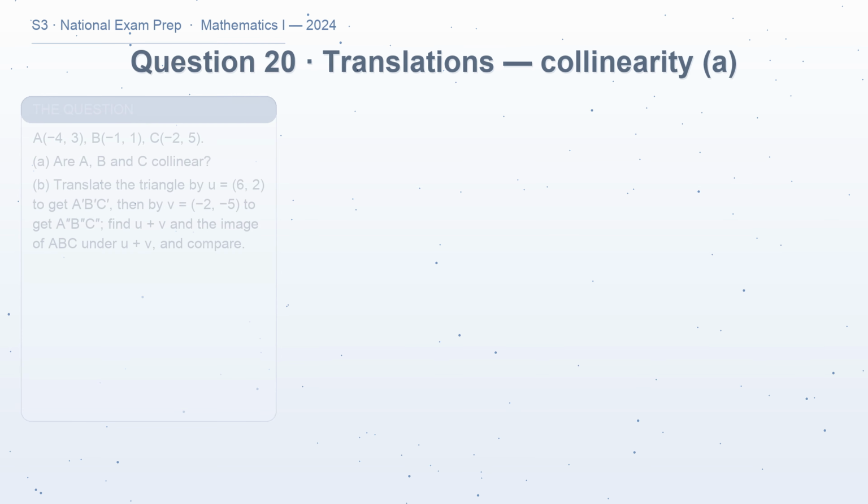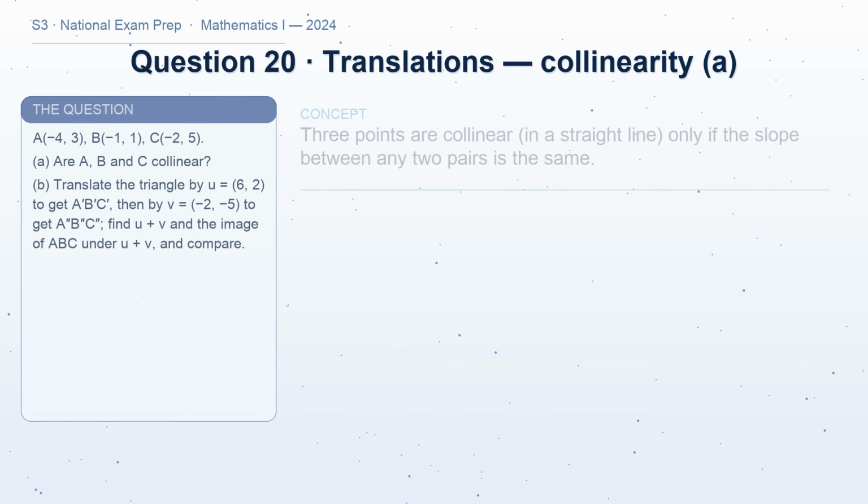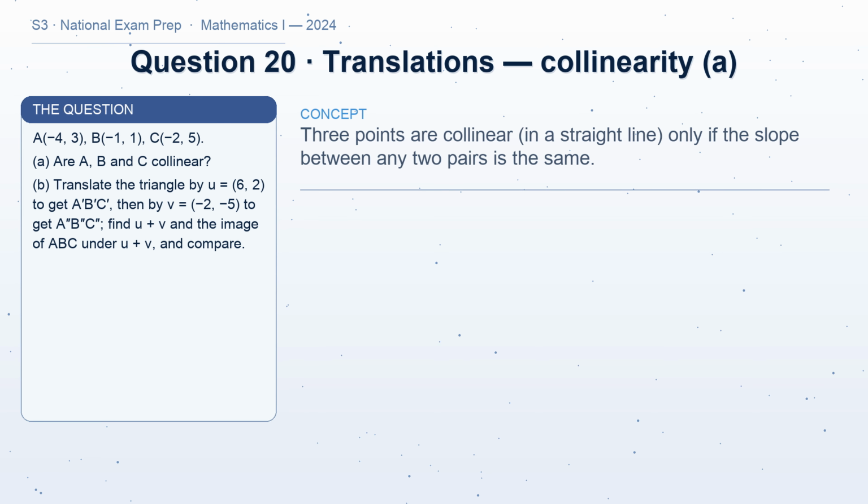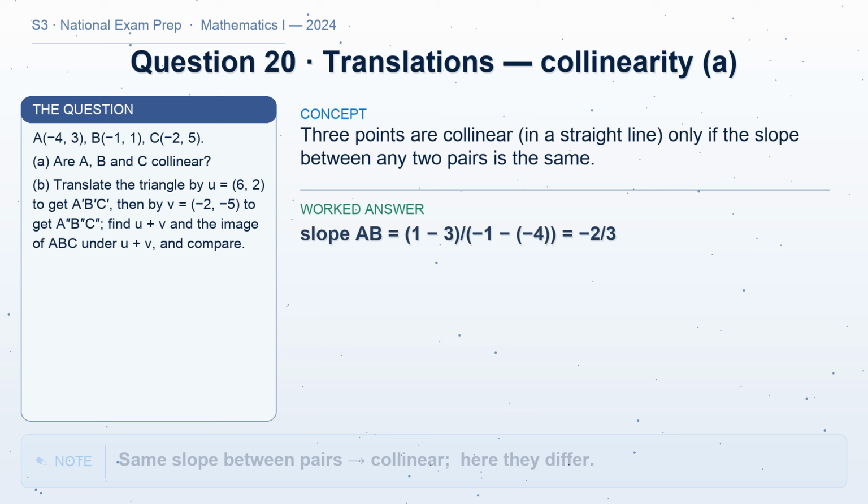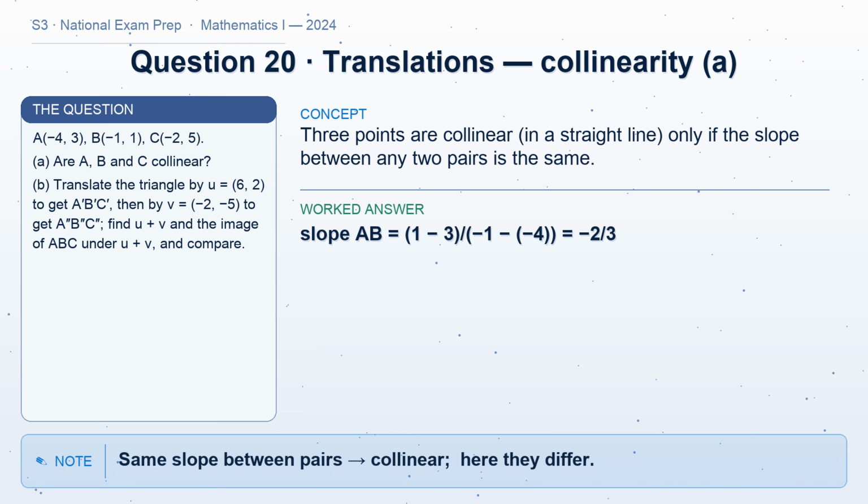Question 20. Part A. We have 3 points. A at -4, 3, B at -1, 1, and C at -2, 5. Are they collinear? Points are collinear when they lie on one straight line, and that happens only if the slope between any two of them is the same.